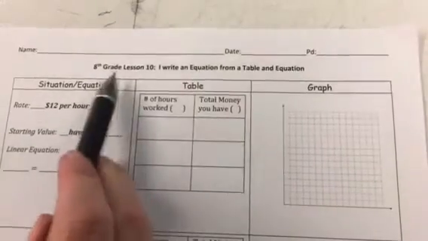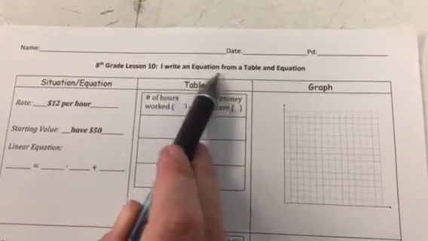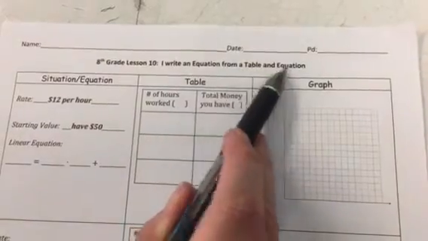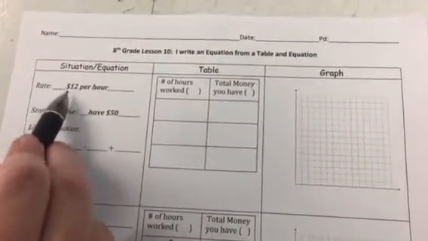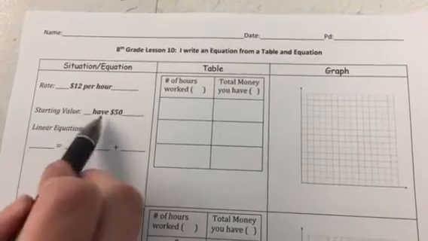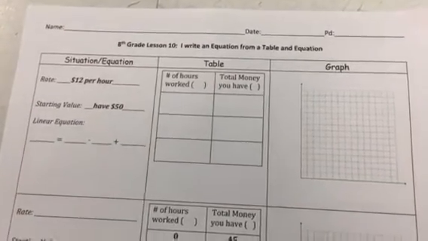8th grade lesson number 10. I can write equations from a table and an equation. So in this one, the situation is I get $12 per hour and I have a starting value of $50.